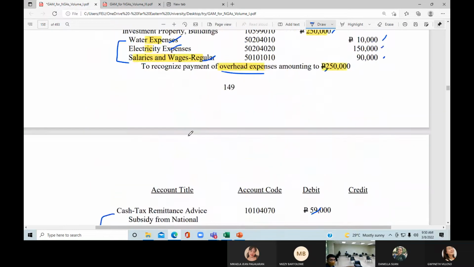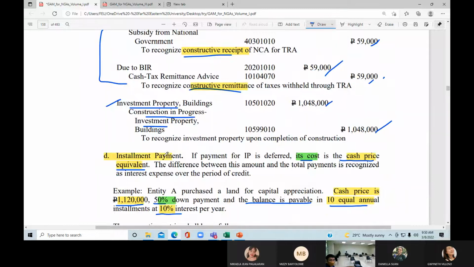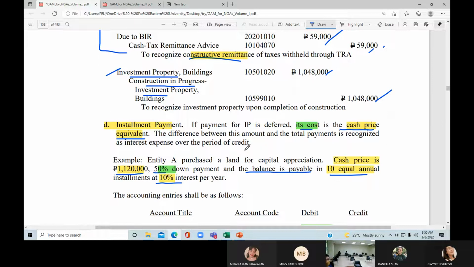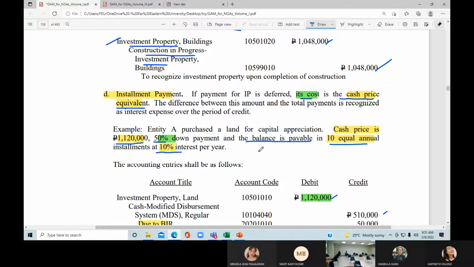Next is, ito installment payment. So sabi natin, cash price equivalent yung cost niya. Example, entity A purchased a land for capital appreciation. Cash price is 1,120,000. 50% down payment and the balance is payable in 10 equal annual installments at 10% interest per year. So magkano daw yung cash price equivalent? 1,120,000. Yan ba yung i-debit mo? Yes. Okay. So debit, investment property, land, 1,120,000.